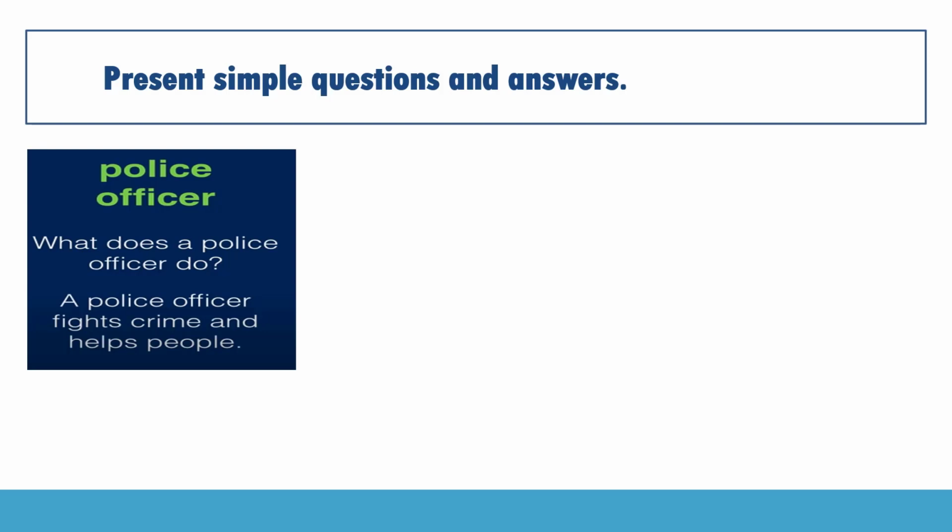We've got the WH word to begin with, but then we've got the auxiliary verb does. Okay, then a police officer do, question. The answer, a police officer fights crime and helps people. Okay, so the verb in the answer is fights and helps, and both of the verbs have got an S on them, showing that it's a present simple sentence.